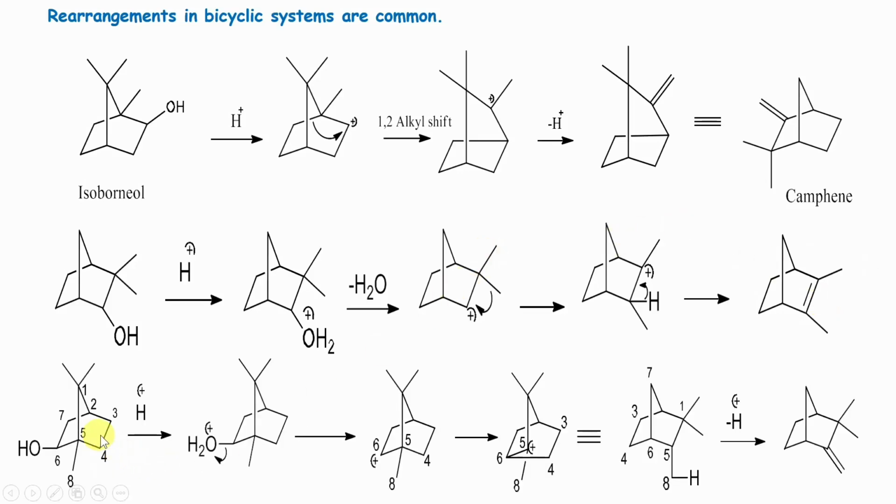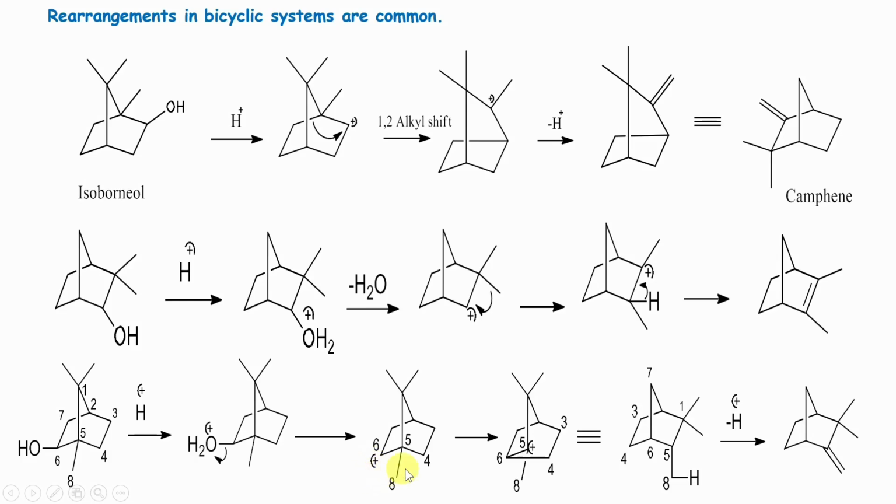Another important example is this. Here, this alcohol, on treating with the acid, undergoes protonation as in the previous case. Protonated alcohol is formed. It eliminates a molecule of water, forming this carbocation. It is a secondary carbocation.